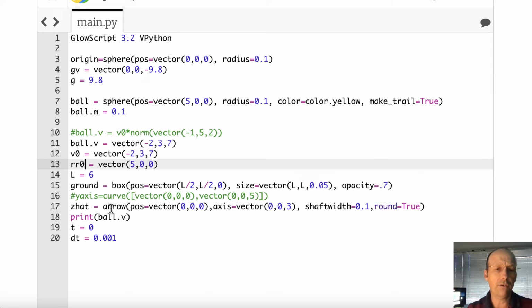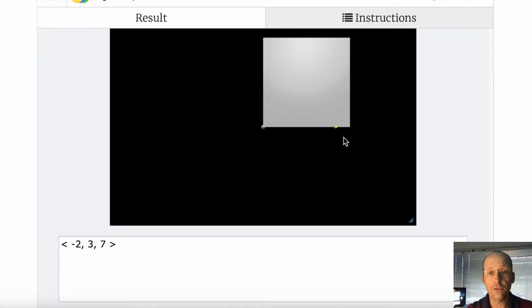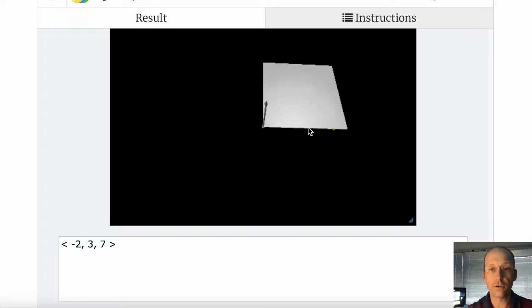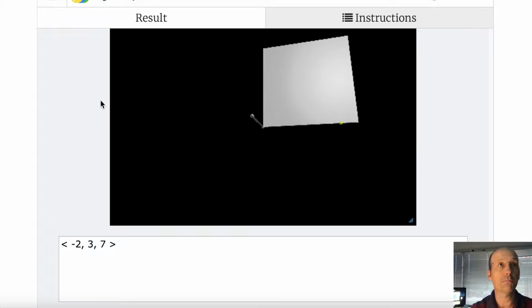So then I have the ground. I made some arrows in the z-hat direction. And if I run this, it doesn't move yet. You can see the z direction is that way, right? That way. And then there's my ball. So it's a little weird thinking about it in these terms, but there's my motion. Okay, let's model this now.